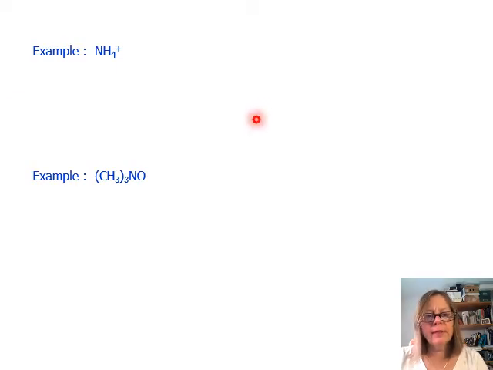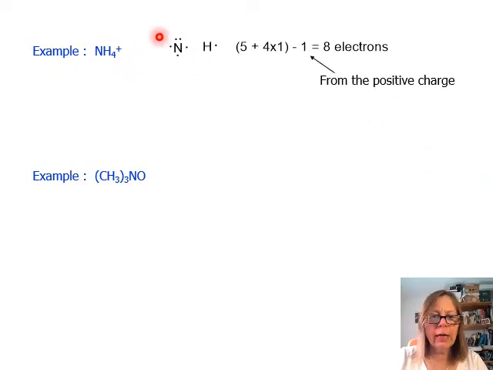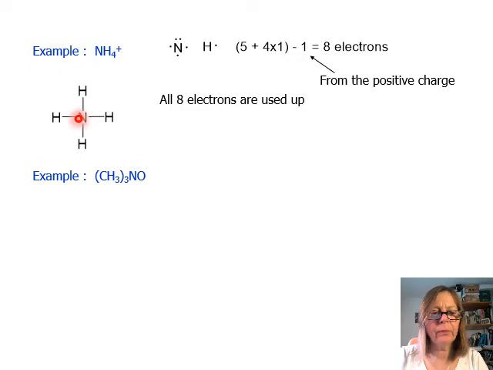Okay, let's do a couple of examples. First, NH4+. So nitrogen has 5 electrons, hydrogen has 1 electron. So the number of valence electrons is 5 plus 4 times 1. But do not forget that we have a positive charge, so we are missing 1 valence electron. So it's a minus 1 here. Altogether we have 8 valence electrons. We draw our skeleton, nitrogen in the middle, the hydrogens around. We have used 2, 4, 6, 8 electrons. We've used up all of our electrons.